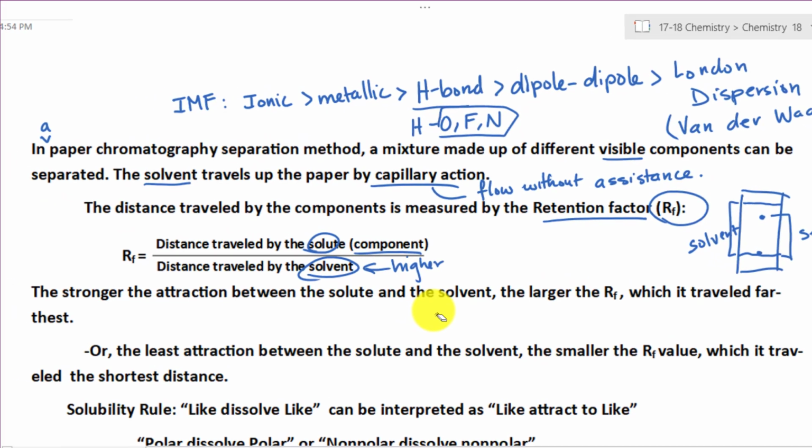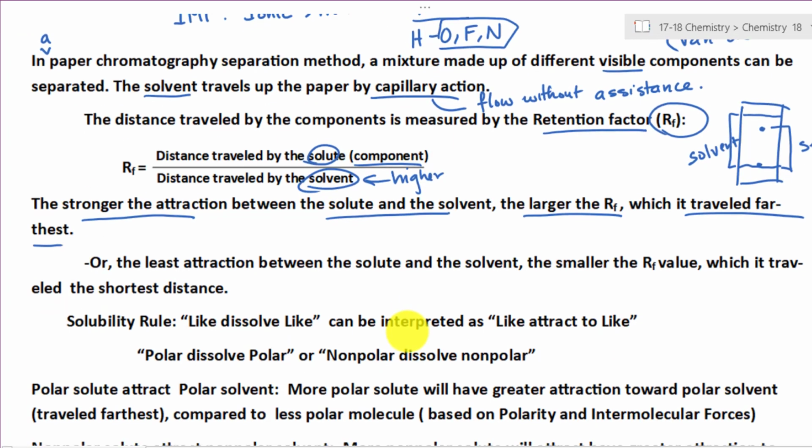Now, why do different colors of ink travel different distances, even when we use the same solvent, which in this case is water? That is because the stronger the attraction between the solute and the solvent, the larger the RF is going to be. That means it's going to travel the farthest. The weaker the attraction, the smaller the RF will be, so it would travel the shortest distance. The attraction between the solute and the solvent can be predicted based on the solubility rules. The solubility rule basically says that like dissolves like, which can be interpreted as like attracts like.